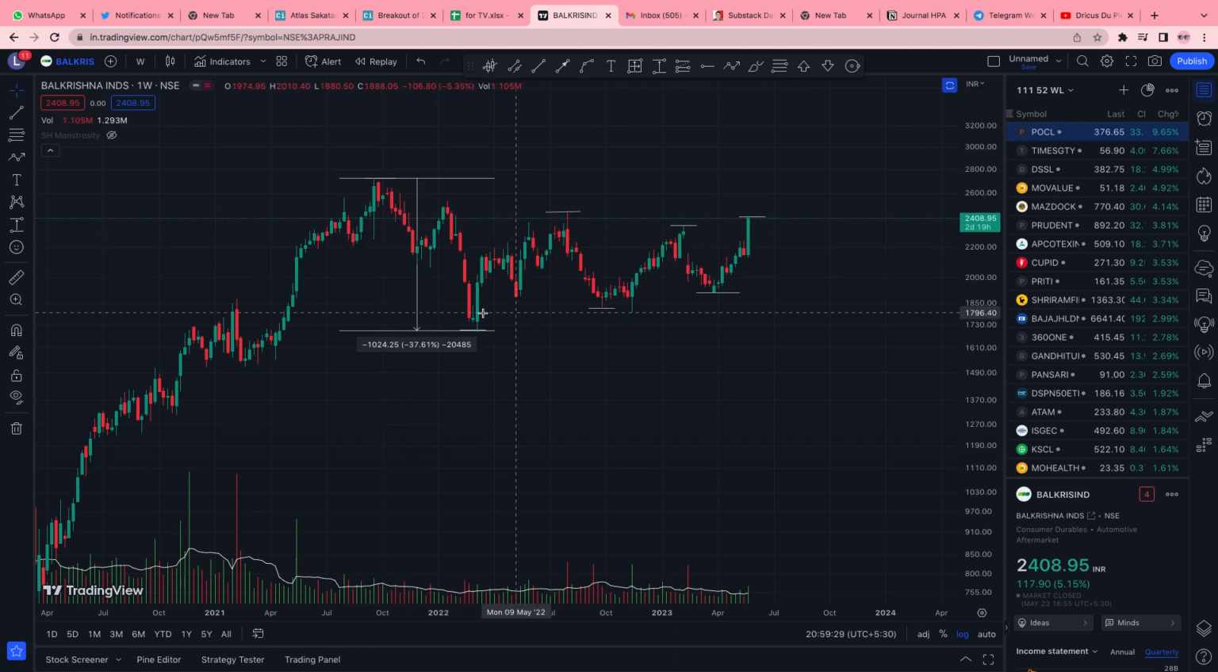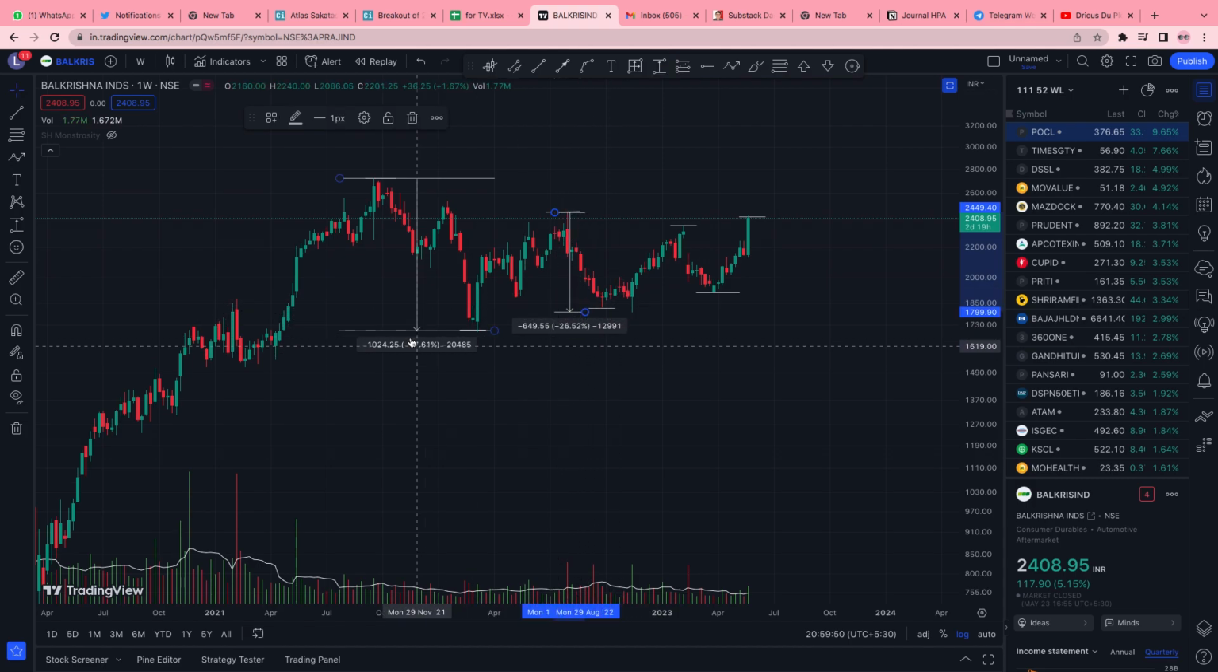So now once this has happened, you then measure again the next top to bottom. Again, you cannot measure this because this is part of the larger contraction, right? So then you measure this. This looks good because this is minus 26, smaller than minus 37.